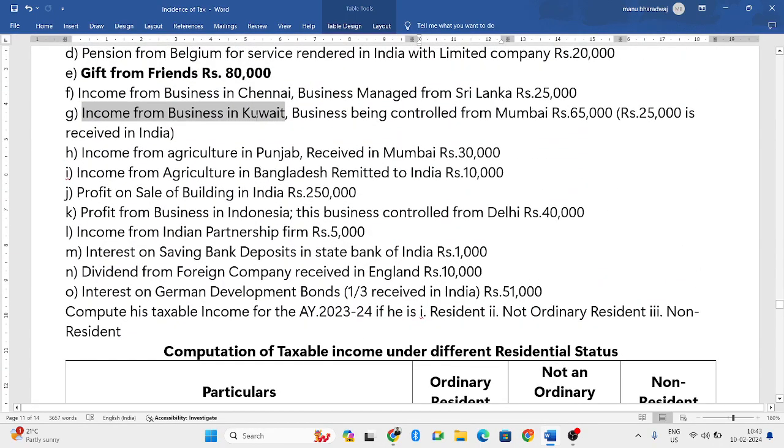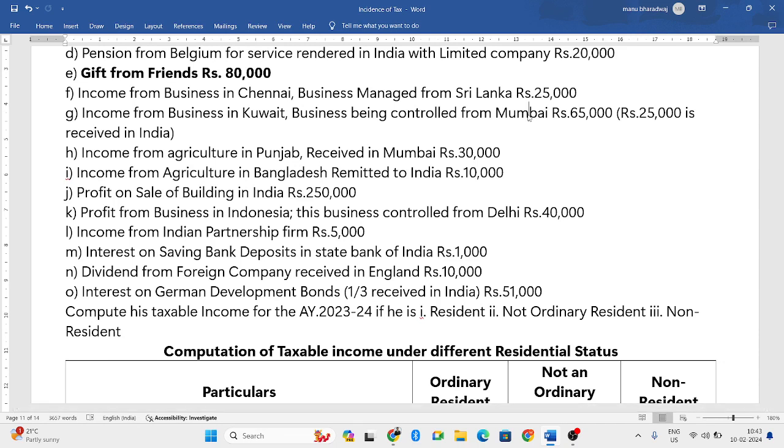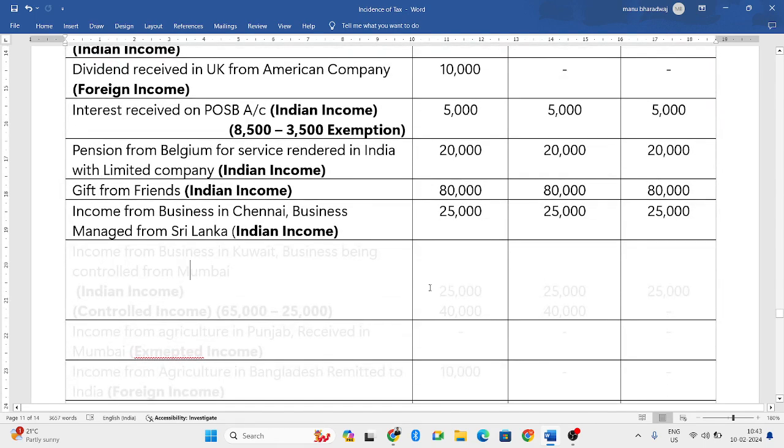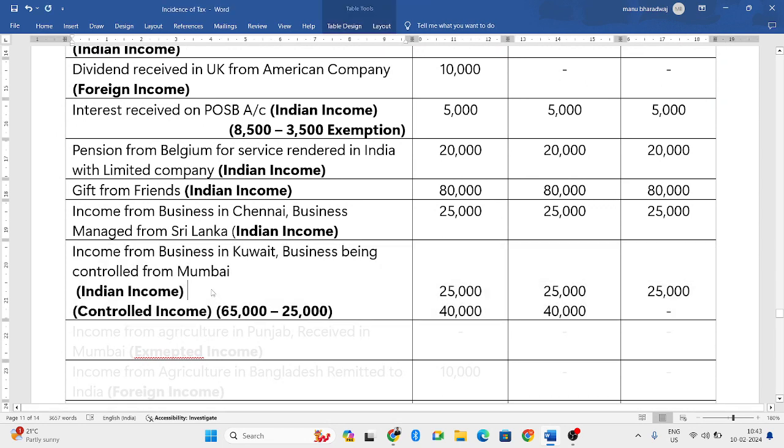Income from business in Kuwait, business being controlled from Mumbai. So you are controlling that particular business from India. So it is a controlled income. Next, further read the question. 25,000 received in India. So there are two types of income. One is controlled income and one is Indian income. So from 65,000, 25,000 is the Indian income. The remaining amount will be controlled income. So the Indian income they have given directly, it is 25,000. As it is an Indian income, all the three people will be taxed.